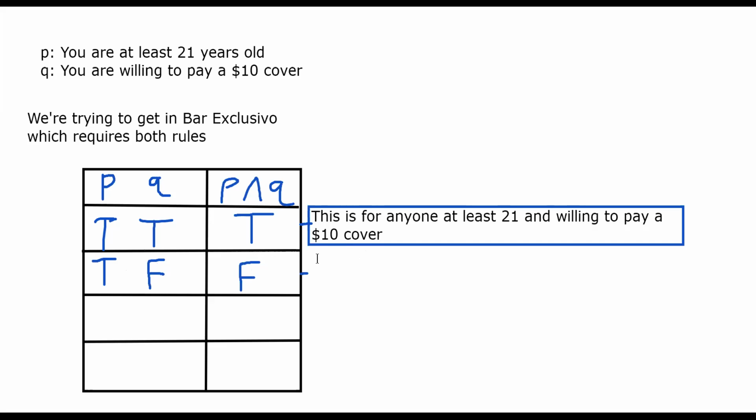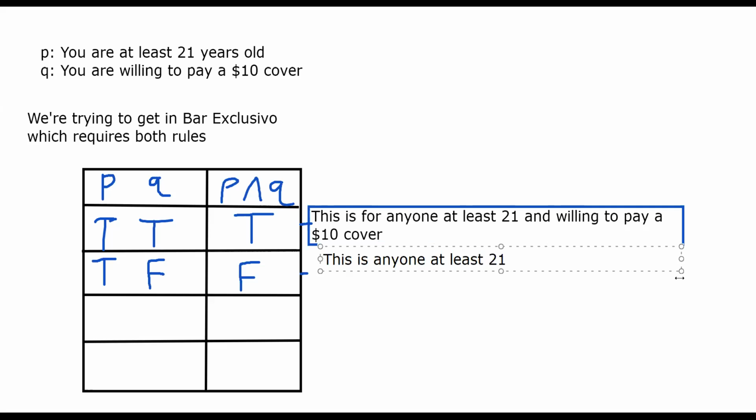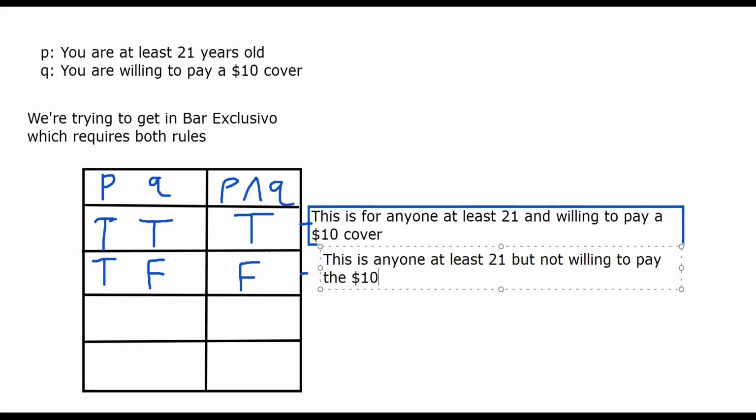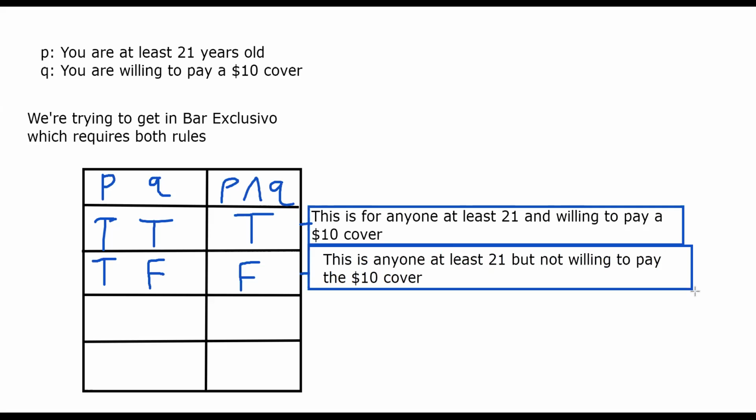This is anyone at least 21, who's over 21 years old, 21 or up, but not willing to pay the $10 cover for whatever reason. Not willing, or they don't have the money. That's what this line represents.